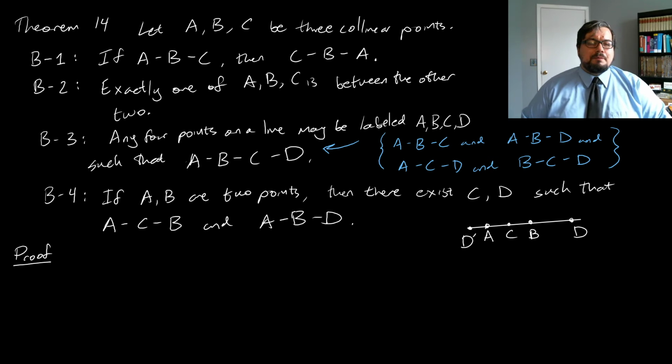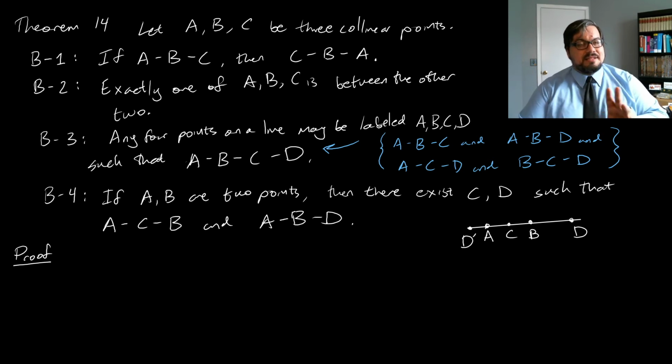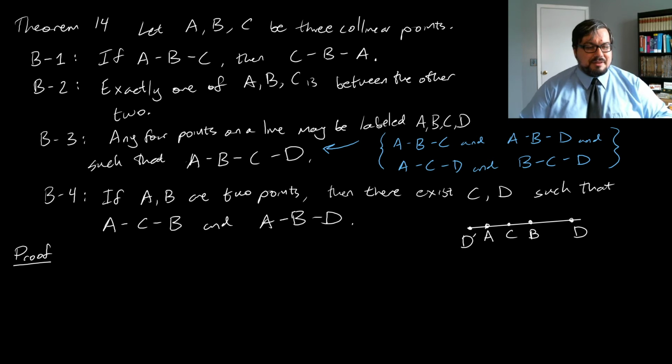Now, for B2, B3, and B4, we're going to use the lemma 13 characterization. We're going to use coordinate systems to make them work. B1 can actually be done using the definition, and we don't want to forget the definition, even though we have the coordinate system way of thinking about things.